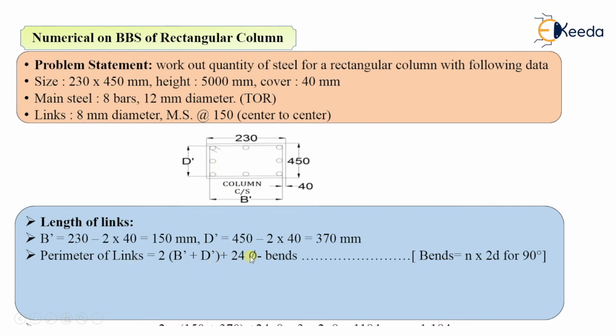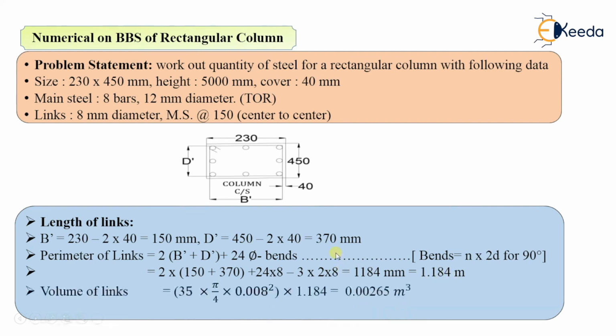I will put the values here. See, 2 into B dash plus D dash. What is B dash? It is 150. D dash is 370, plus 24 into phi. Phi is the diameter of bar. In this case, links are 8 mm diameter. That's why 24 into 8, minus 3. What is 3? Number of 90-degree bends, this and this. So that is 3 into 2D. I have written here 2D for 90 degrees. So 2D means 2 into diameter, that is 8 mm. Which comes as 1184 mm, or in meter it is 1.184 meter. Now we have calculated the length of links also.